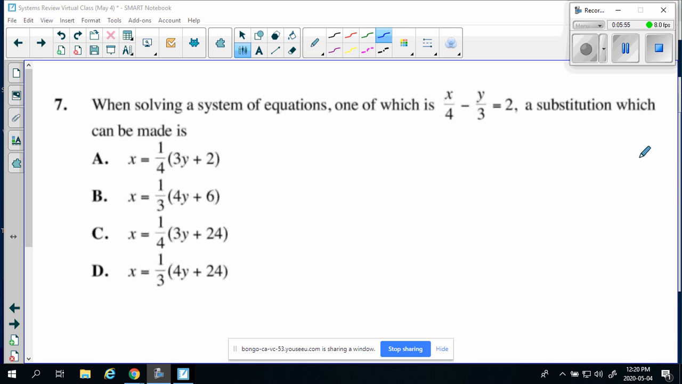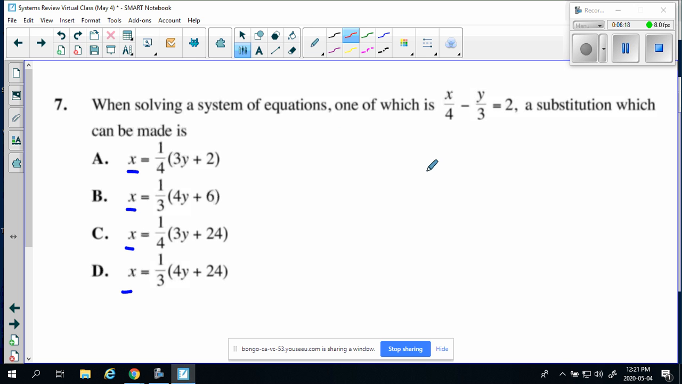So we're solving a system of equations. They've only given us one equation, and they've told us to do it by substitution. And they're asking us to choose which substitution could be made. So the students were able to say, okay, it looks like in all these cases, they have isolated for x. Even though it's possible that you could isolate for y, they're going to isolate for x. So what we can do is try to do what they did and see if our answer shows up here.